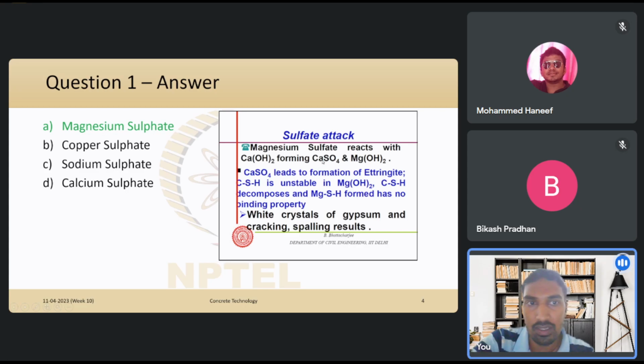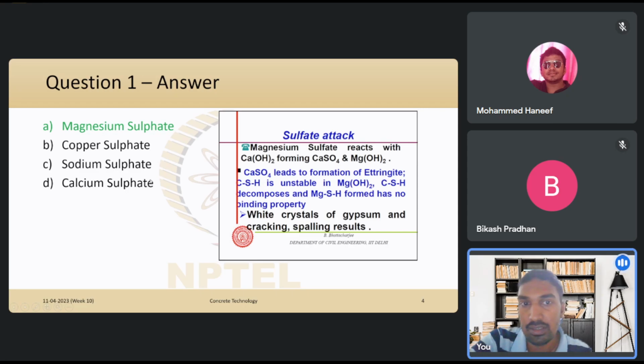But we have different sulfates such as calcium sulfate, sodium and copper sulfates. In comparison to these, when there is magnesium sulfate, you will get magnesium hydroxide forming. This magnesium hydroxide will destabilize your CSH gel. When CSH is destabilized, it will form MSH, magnesium silicate hydrate. But this MSH does not have any of the binding property that you see from CSH. Therefore your structure becomes unstable, and so it is more critical than the other sulfates.